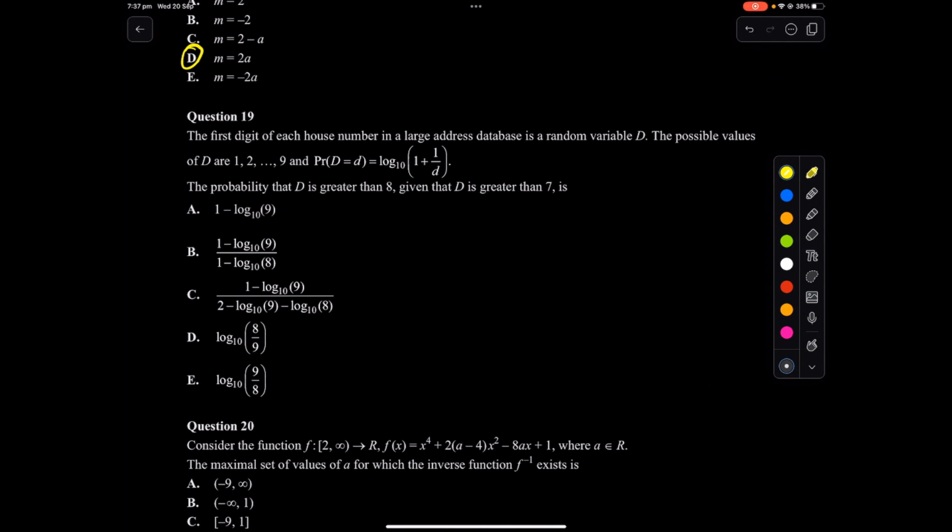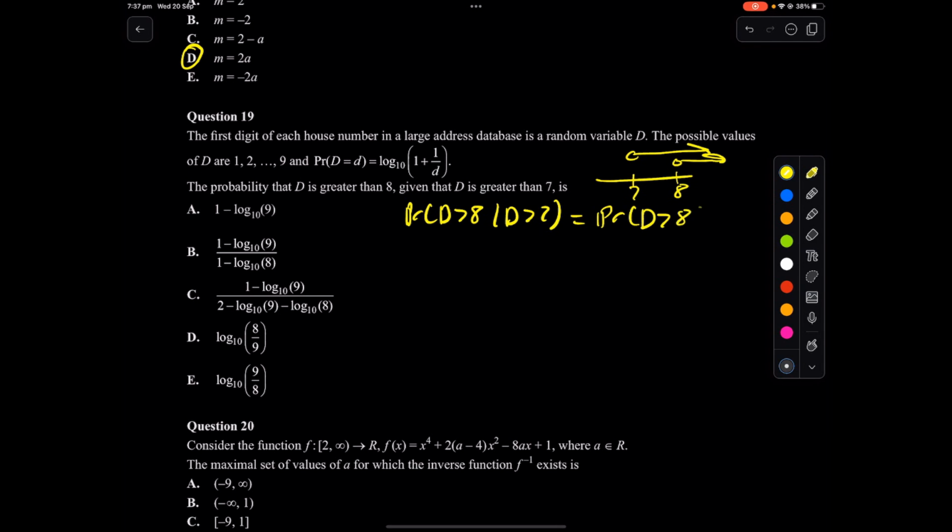The first digit of each house number in a large address database is a random variable d. The possible values of d are from 1 to 9. And the probability of d is given by this. So we want the probability of d is greater than 8, given that d is greater than 7. First drawing a timeline, so let's say this is 7, this is 8. It's greater than this, greater than that. The intersection happens at the probability that d is greater than 8, over the probability of d is greater than 7.